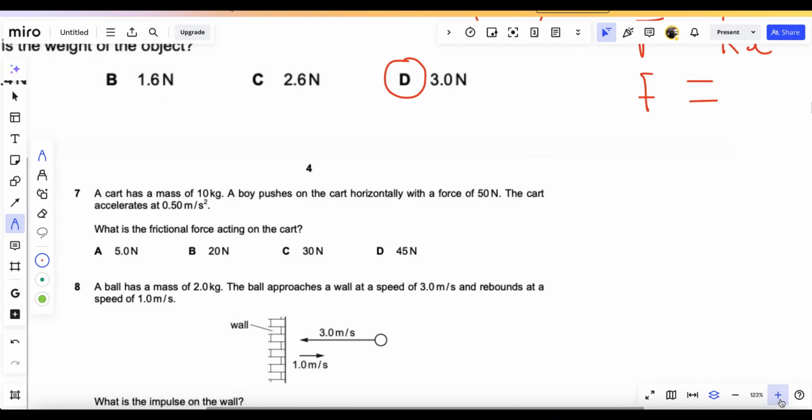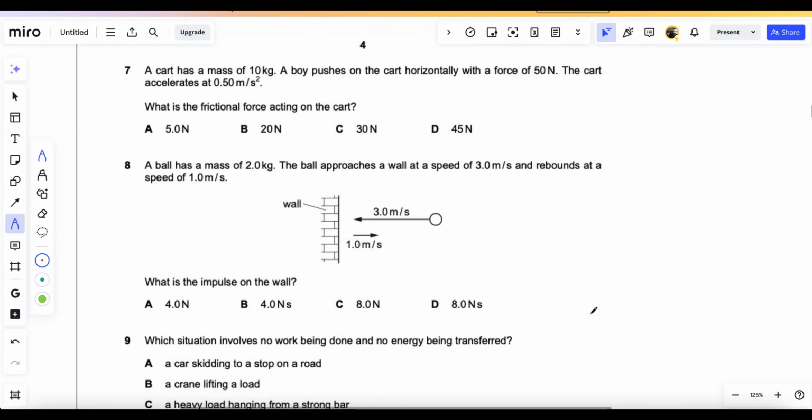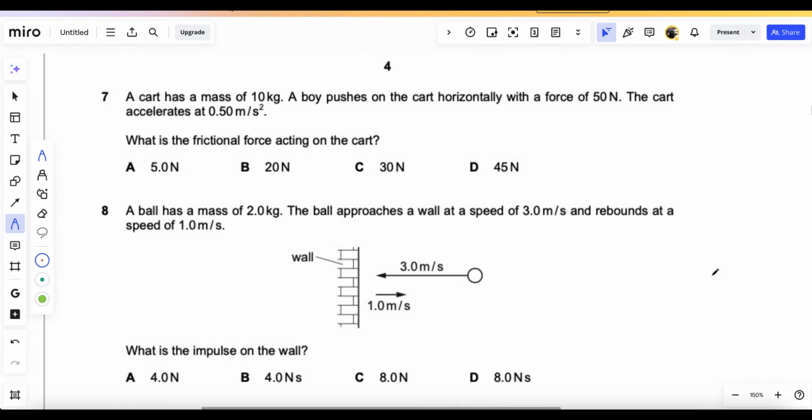We move to question number 7. Let's quickly take a look at it. A cat has a mass of 10 kg, so they are giving us mass. A boy pushes on the cat horizontally with a force of 15 newtons. The cat accelerates at, so we give you acceleration, A.